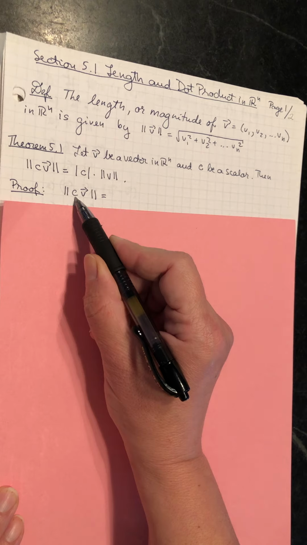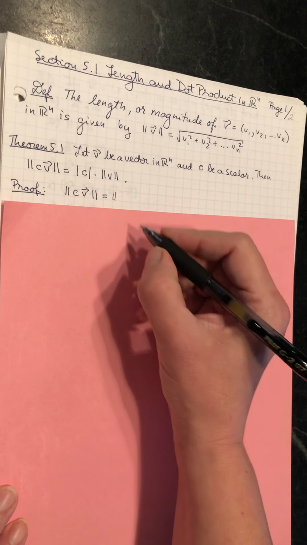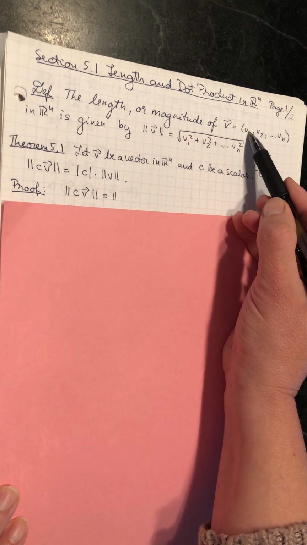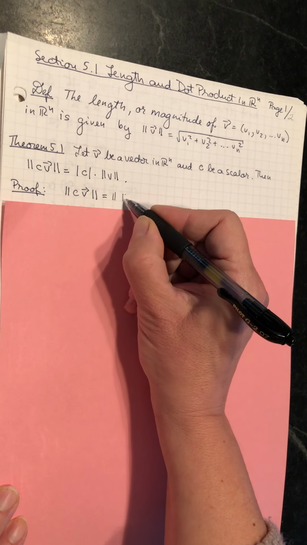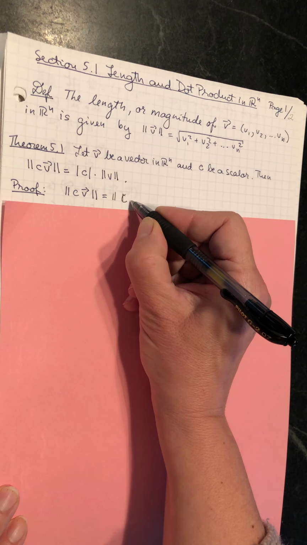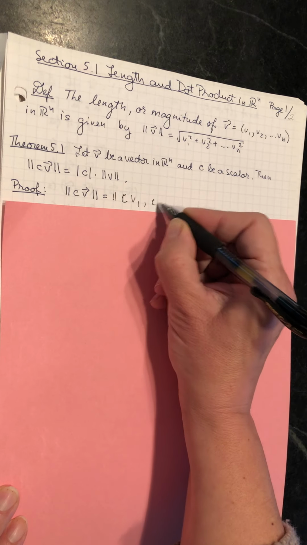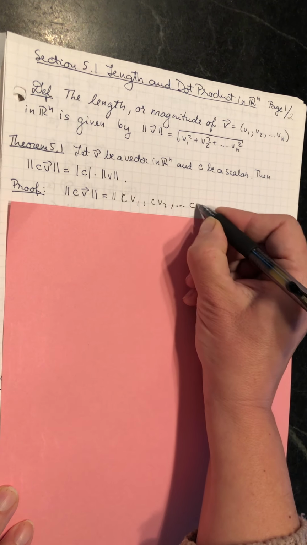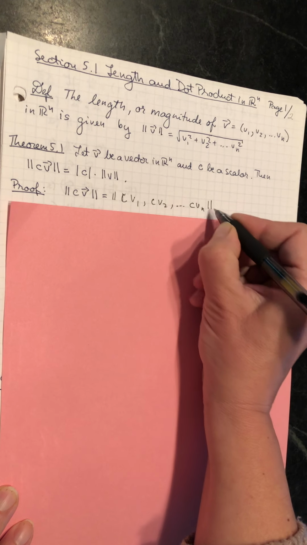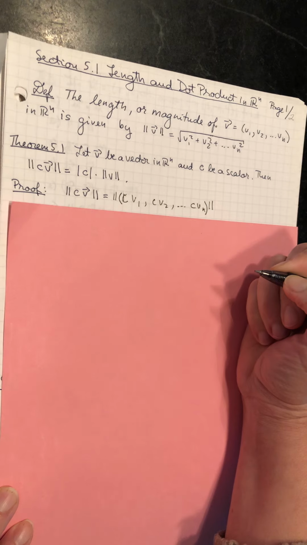It says to multiply c times v. So technically we have to find the magnitude of c times v, which would be c multiplying every component there. So it'd be c times v1, comma c v2, and so on, c vn. So we're finding the magnitude of this vector.